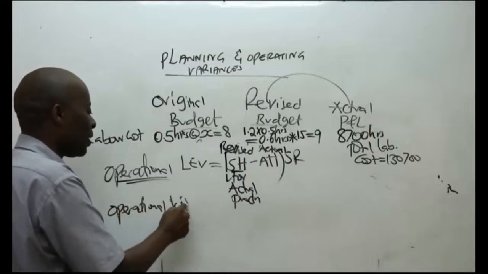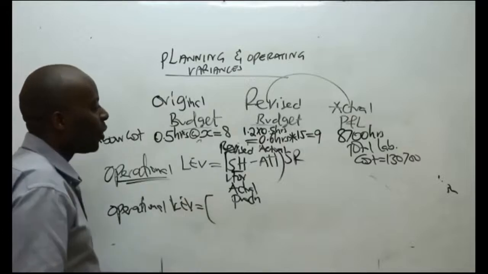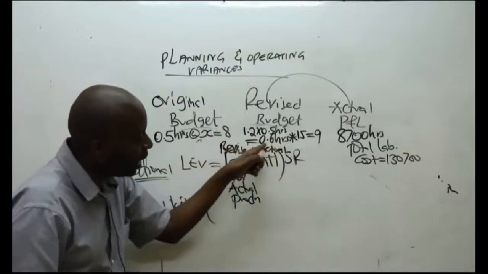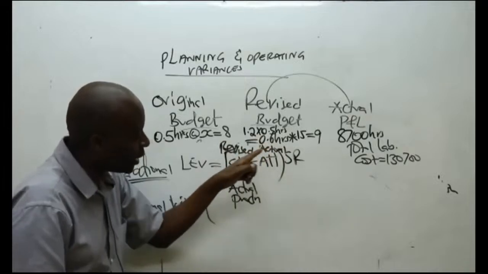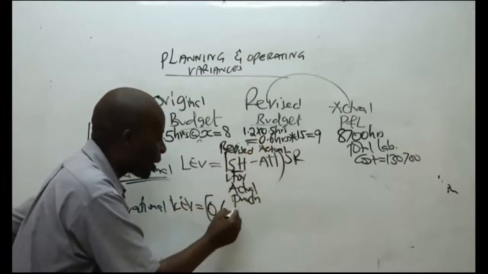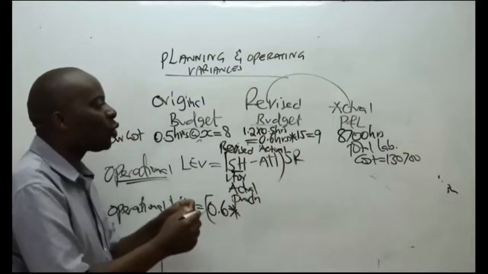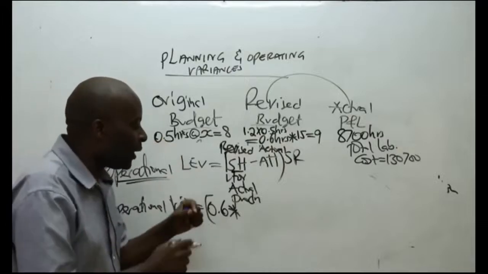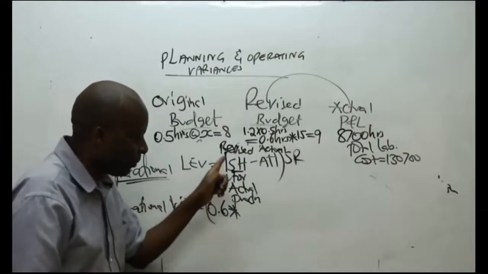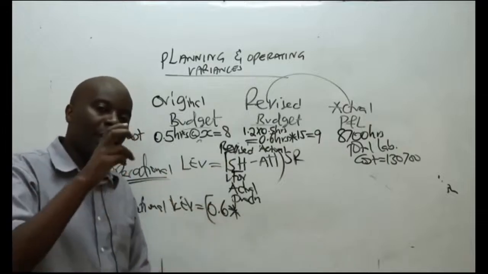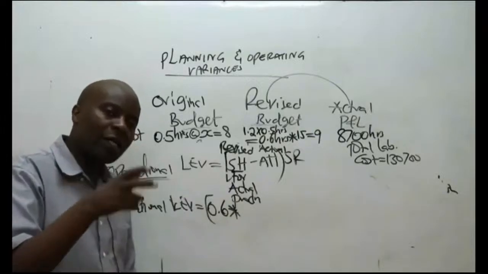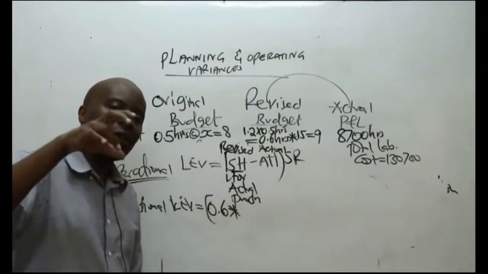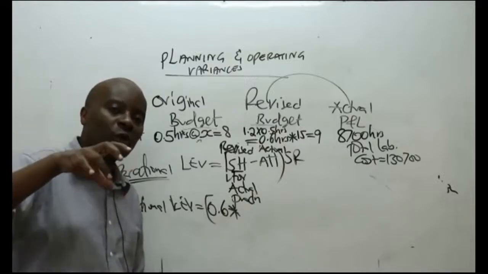labor efficiency variance, will be equal to the standard hours. I can see here in the revised budget, each unit is 0.6. So I will take this 0.6 multiplied by the actual production, because remember, capital SH must be standard hours for actual production, meaning that I must involve the number of units that were actually produced.